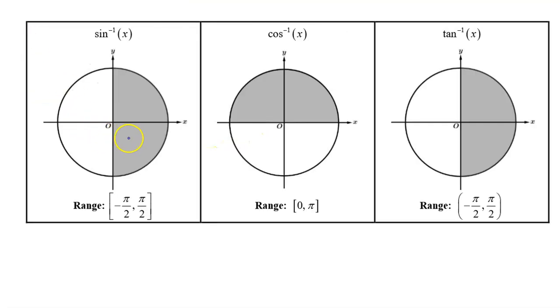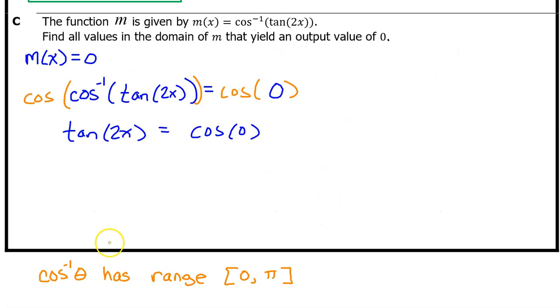If you have not yet memorized the restrictions on the values of arcsine, arc cosine, and arctangent, pause the video and add this to your notes right now. Arc cosine is only allowed to be between 0 and pi. I'm not sure if this restriction is going to matter on this problem, but let's keep it in mind.